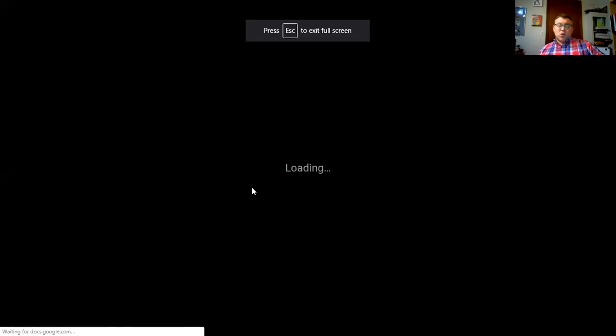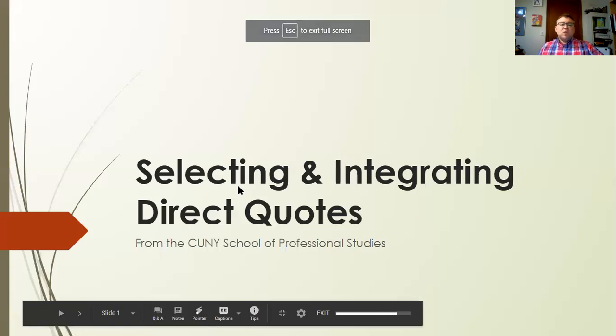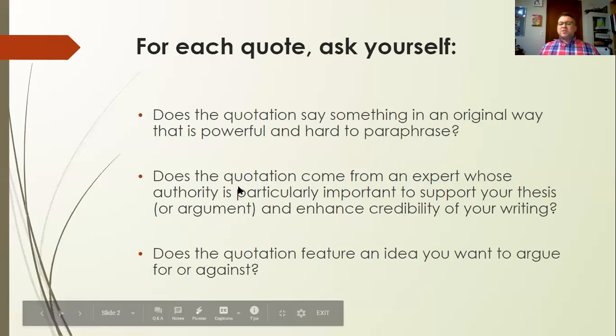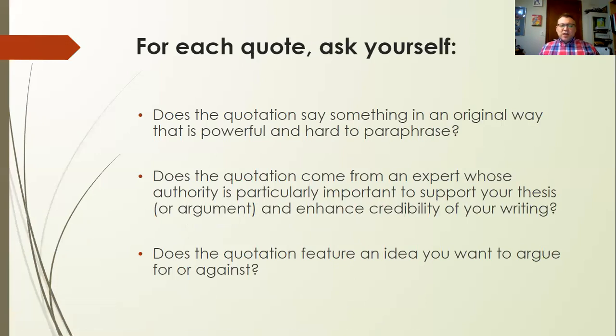We're going to focus on selecting and integrating quotes, okay? So for each quote, you want to ask yourself, does this quotation say something in a way that's original and interesting, and it's the most powerful way to phrase this idea? That's the kind of thing you want to quote. You're going to notice, though, you don't pull the entire paragraph. You don't pull multiple sentences. When we quote, we're quoting selectively, just a part of a sentence, okay? So you pick the most powerful part of that idea that you're going to use.